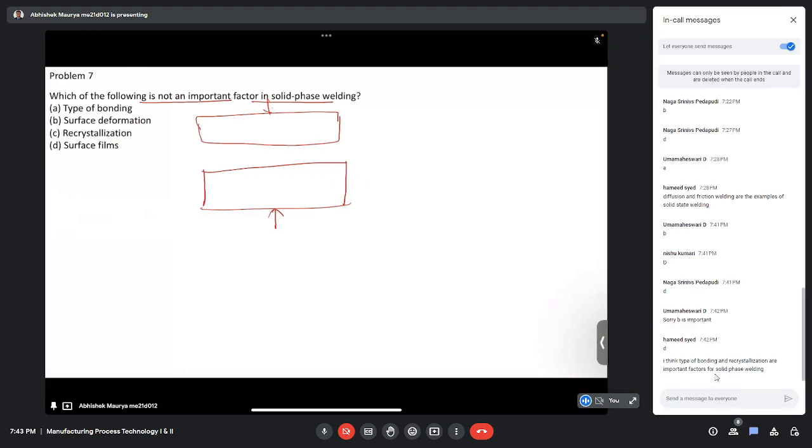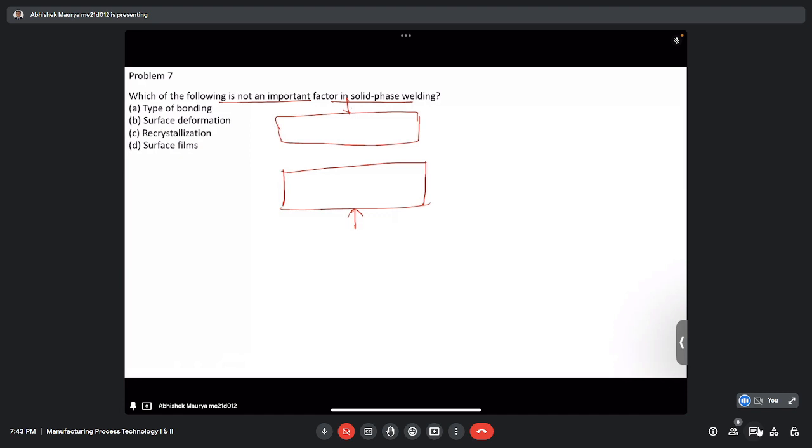Okay, I need to see the chat box. I think the type of bonding and recrystallization are important factors in solid phase welding. Okay, I think probably after my discussion it will become clear what the important factors are and what are not. So let's discuss with me, and after that you can ask if you have any doubt.